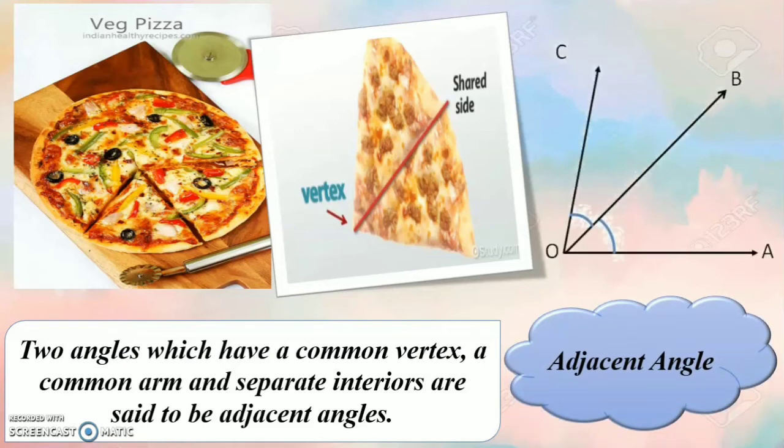Ray OB is a common arm of angle COB and angle BOA, while O is their common vertex, and these arms do not have a single common point in the interior. So, we can call these neighboring angles or adjacent angles.